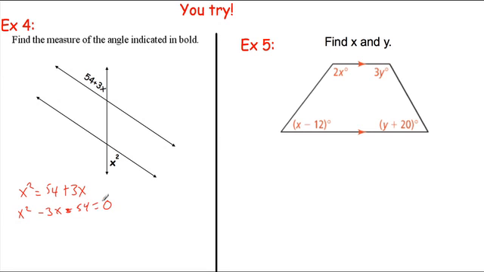Now I have to factor that. Remember, to factor, I need two numbers that multiply to the last number, two numbers that multiply to negative 54 and add to negative 3. Two numbers that multiply to x squared, the front term. So two numbers that multiply to negative 54 and add to negative 3. That'd be negative 9 and positive 6.